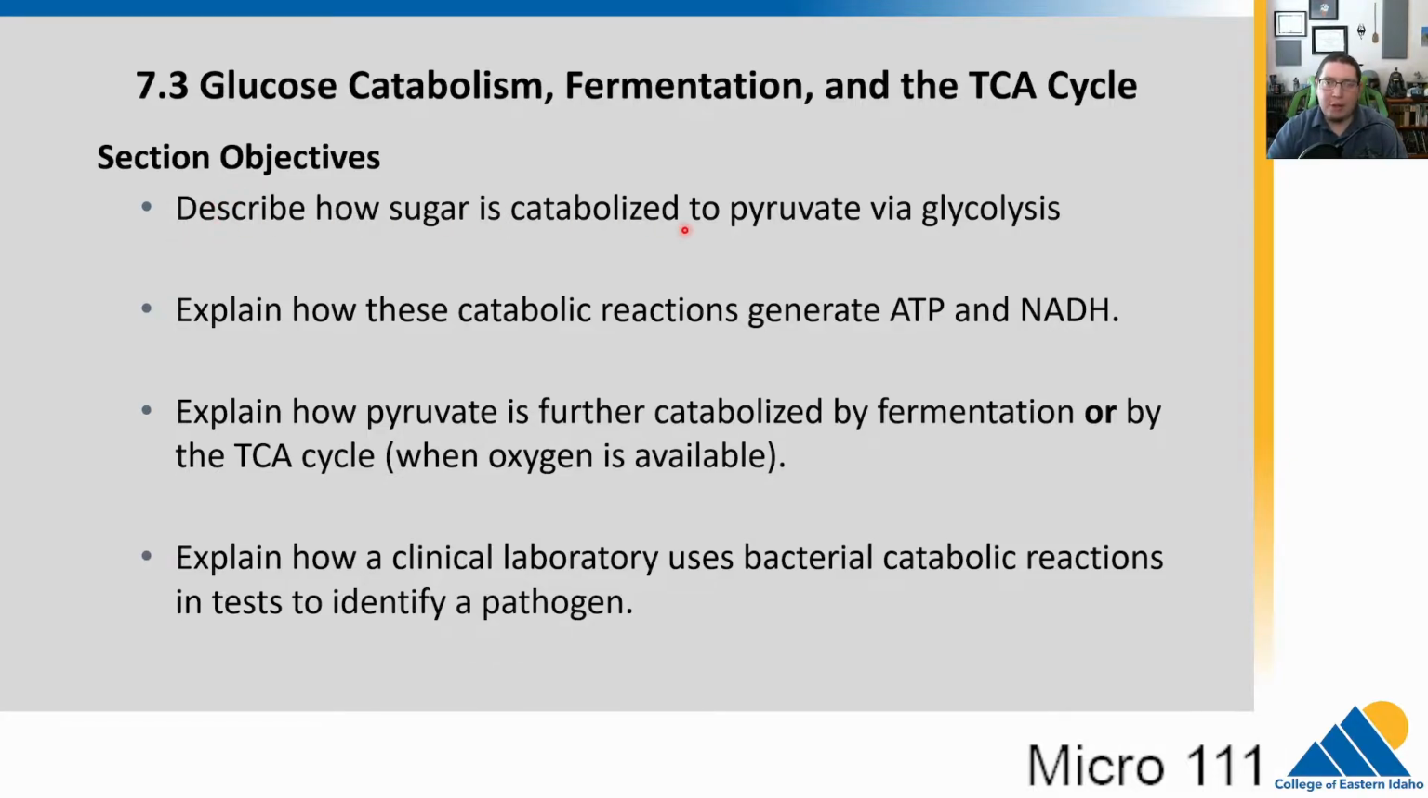So we'll talk about how it goes from glucose into pyruvate. This is called glycolysis. In that process, we're going to make a little bit of ATP and some NADH. These are energy storage molecules that will be used to power other reactions. You can further break down pyruvate, this end product here. You can either ferment it or send it to the TCA cycle. And then we'll talk a little bit about how we use this in clinical labs to identify different pathogens.